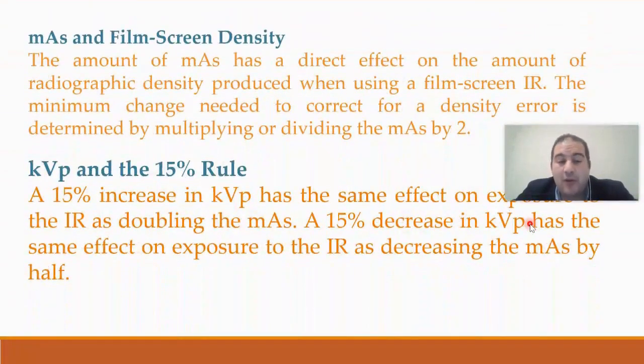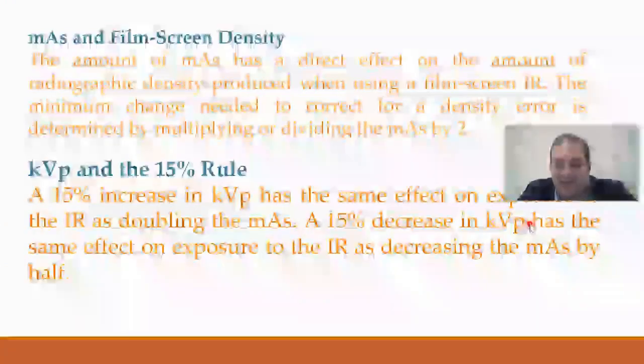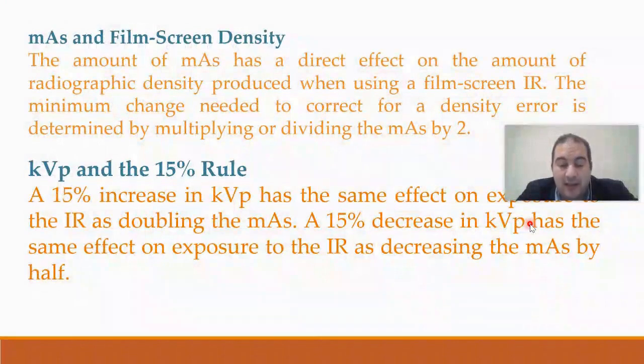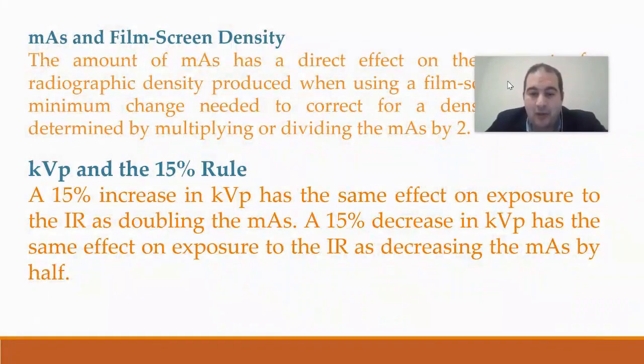There is a rule called the 15% rule. The 15% rule establishes a relationship between kilovolt and milliampere. It says that if you want to maintain the dose for the patient, for example, and at the same time you want to increase the kilovolt, what should you do with the milliampere to maintain that dose while also achieving the image quality you are looking for? If you increase your kilovolt by 15%, then reduce your milliampere to half. If you decrease your kilovolt by 15%, then increase your milliampere to double.